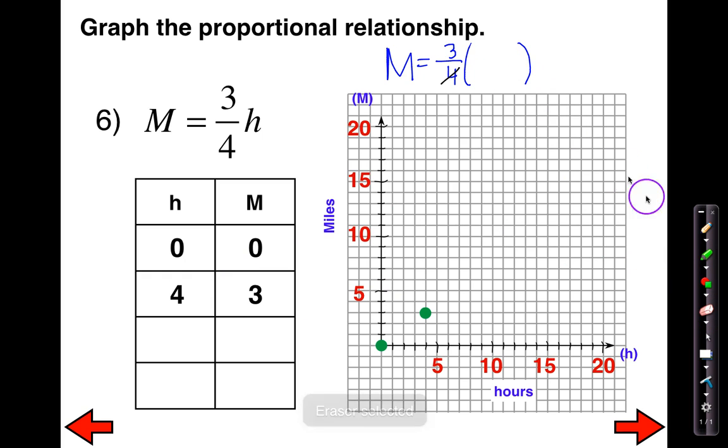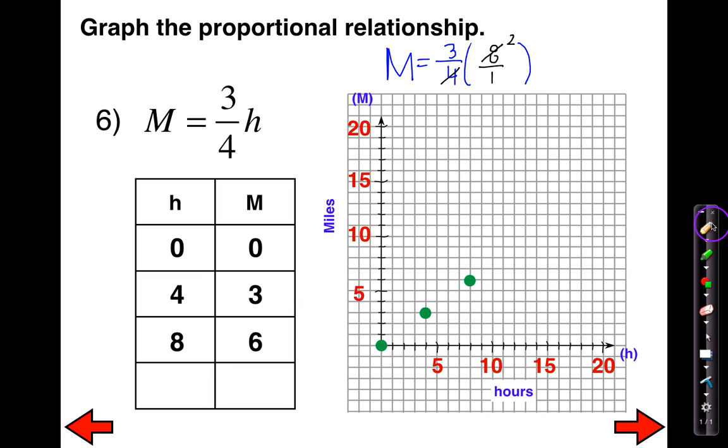Now the next point, what should I use? Well, I'm going to actually use 8. And why? Let me show you. If I use 8, I'm going to notice 4 and 8 have something in common. They have a 4 in common. So 4 divided by 4 is 1. 8 divided by 4 is 2. So here, M would be 3 times 2/1, which is just 6. So now I can plot that point, 8, 6.